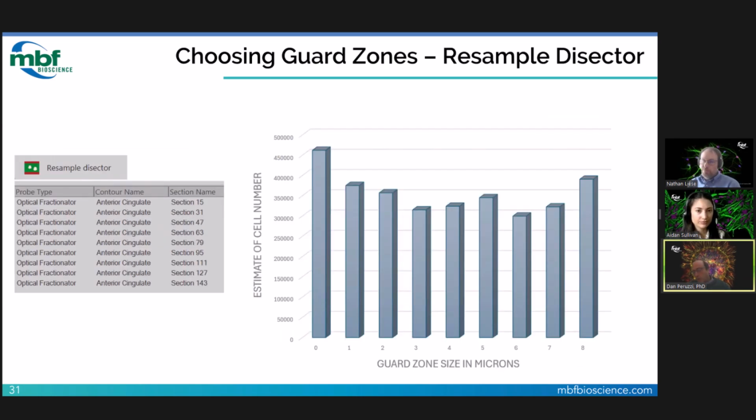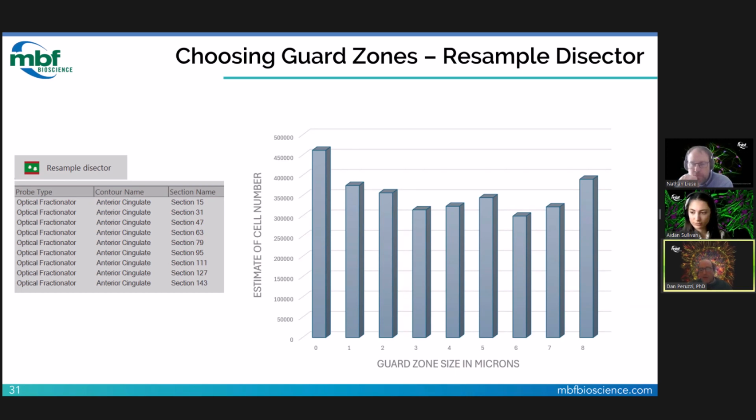And that was called Z histogram. This is another process that we can use to help us pick a good guard zone. And this is called resample dissector. So on the left, these are the 9 sections that we've been using. And on this graph, on the x-axis, it's showing the size of the guard zone. So if you look at 0 on the x-axis, that's the data with no guard zones, and that data gets put into the formula. This is a 4.5 times 10 to the 5th estimate.